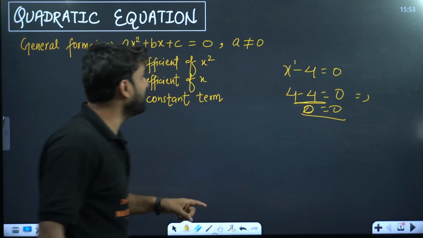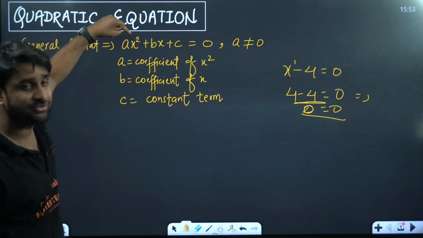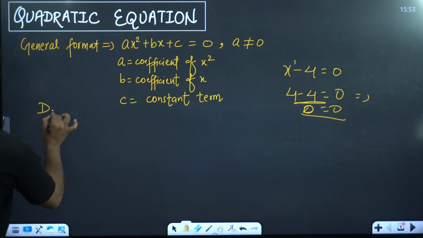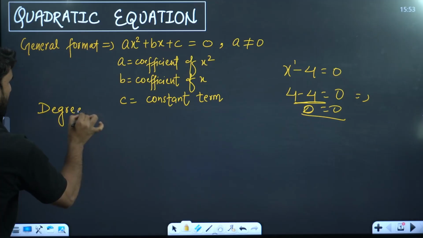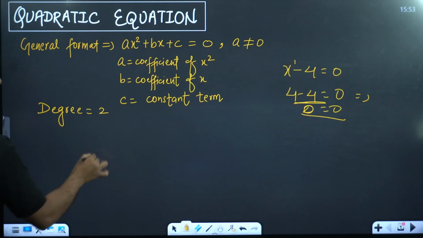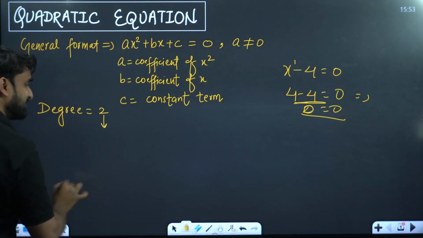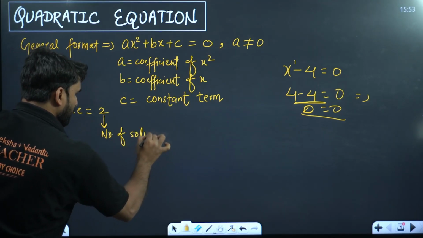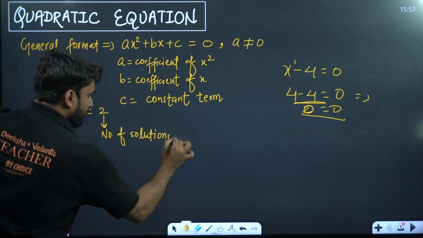But here in quadratic equation, what is the exponent? Highest, the degree is 2. So in quadratic equation, what is the degree? Degree is 2. And this degree 2 indicates how many solutions will be there? Number of solutions will be equal to 2.